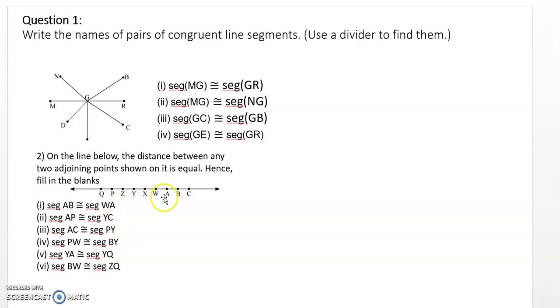Now next it is YA. Now Y and A, how many points? 1, 2, 3. 3 points are there. Now if you want to take from C, you can take 1, 2, 3. CW you can take. I have written it as YQ. So that is 1, 2, 3. The third point is Q. So that is YQ.